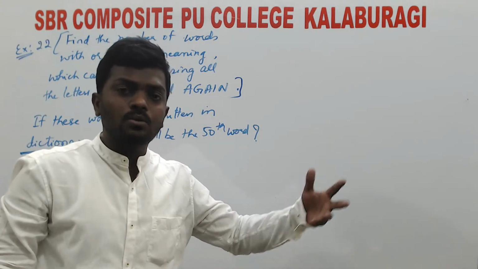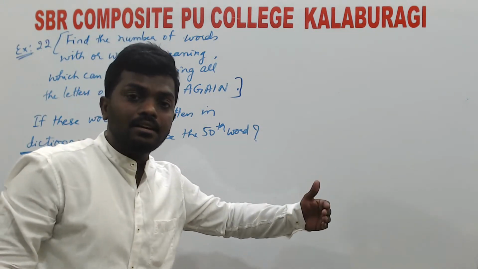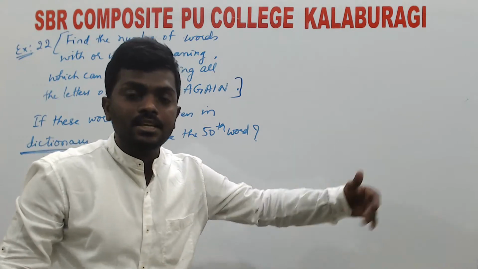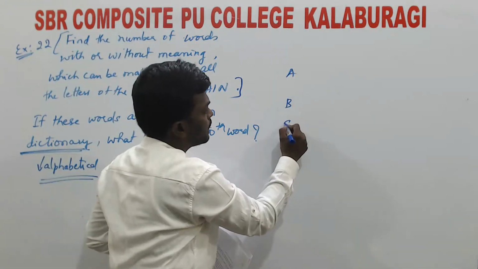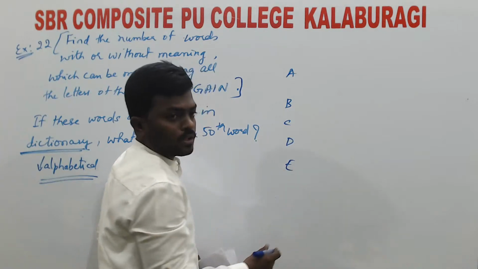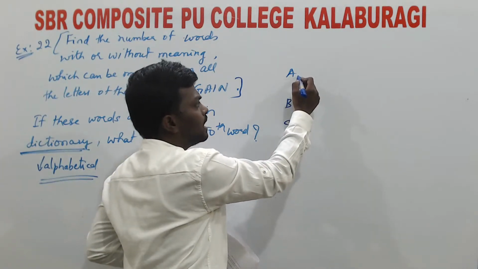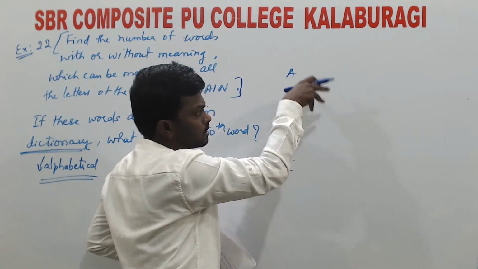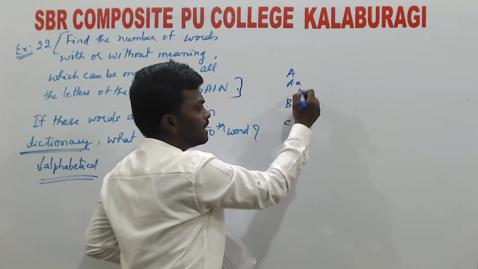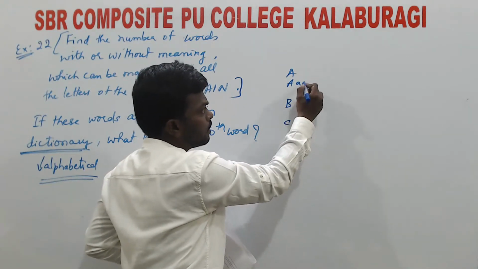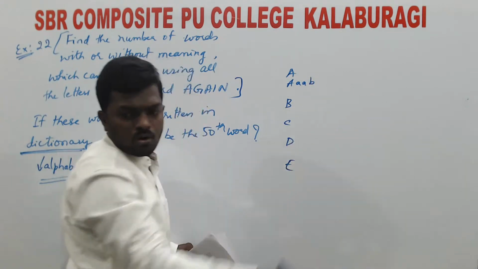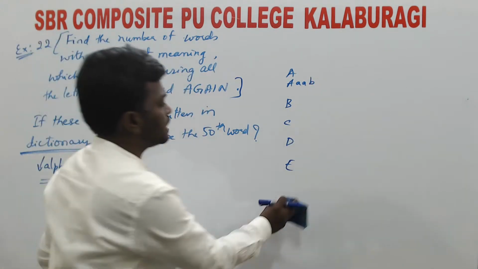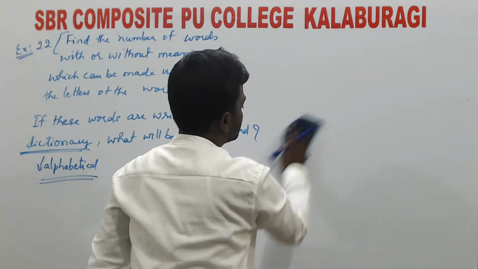So in a dictionary, how will the words be arranged? First A letter, then B, then C, then D. So A, B, C, D, E. It first starts with A letter, right? You can check any dictionary. So every arrangement will be alphabetical in the dictionary.